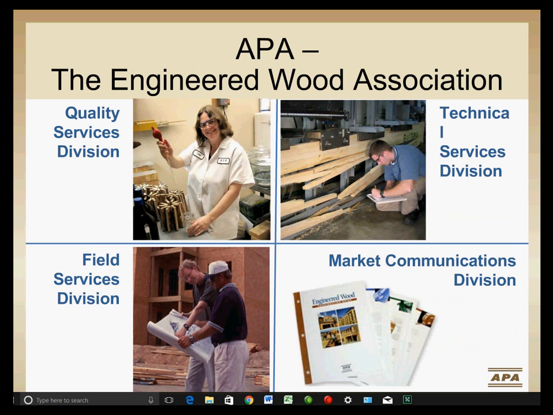So again, here's just a quick overview of the different divisions of APA. The Quality Services Division works with manufacturers of engineered wood products to ensure that the products meet industry and building code standards. The Technical Services Division works with developing uses for these products through applied research, and they also work in building code development. Again, I work in the Field Services Division, where we educate the design and construction community on the proper use of engineered wood products, and the Market Communications Division produces APA's publications, which range from design guidelines, technical notes, builder tips, and product reports.